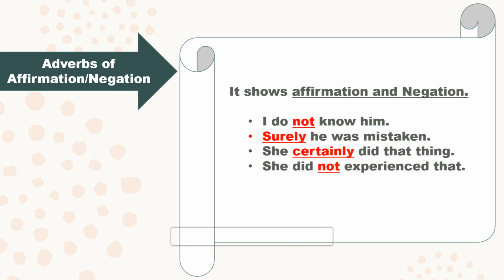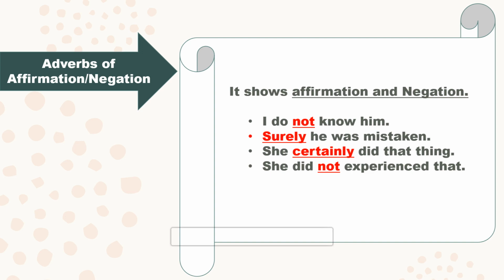Now, adverbs of affirmation and negation. In order to understand this type of adverbs, first of all, you understand what is the meaning of affirmation. So, affirmation means positive questions, or you can say positive sentences, statements. So here the words which show affirmation, which show positivity, that means cent percent the person is going to do that, those words are affirmative words. Now negation means no, not, never, which show the meaning of negation. So it shows affirmation or negation.